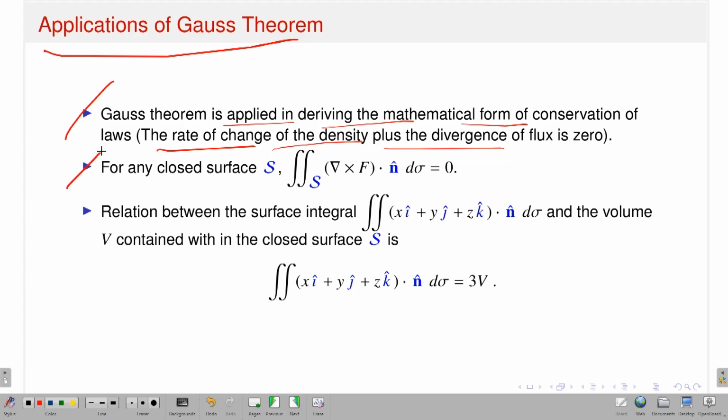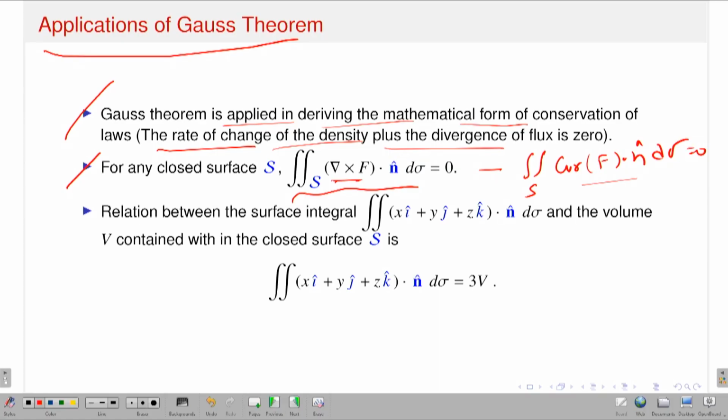The second one is that for any closed surface S, this surface integral should be 0. What is this? This is the curl of F, right? So you can write it as the integration over S of curl of F dot n cap d sigma. This should be 0. Why? Because your surface is a closed surface, smooth, and positively oriented. I am claiming that for any closed surface this integral should be 0.